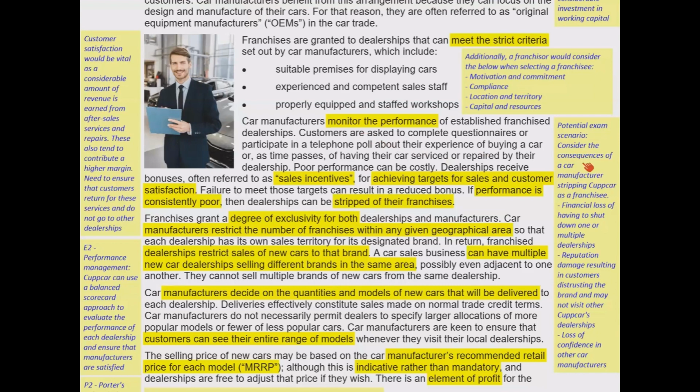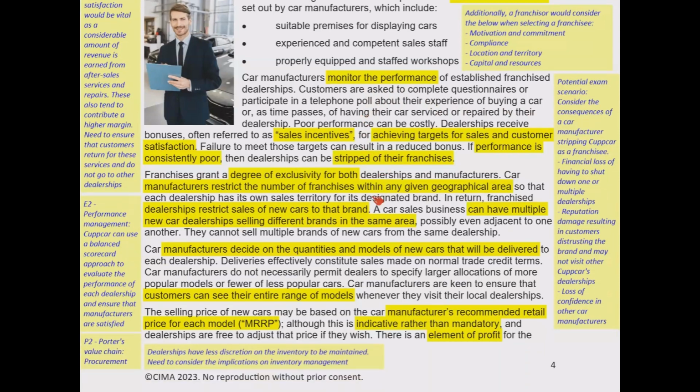Thinking about negotiation, that has been tested in this exam. How should Cuppcar go about negotiating in this particular situation? Is it negotiating because they have failed in some performance measures, what's going to happen next, and how are they going to deal with that? Reaching an agreement with the car manufacturer about what's going to happen would involve some strong negotiation skills.